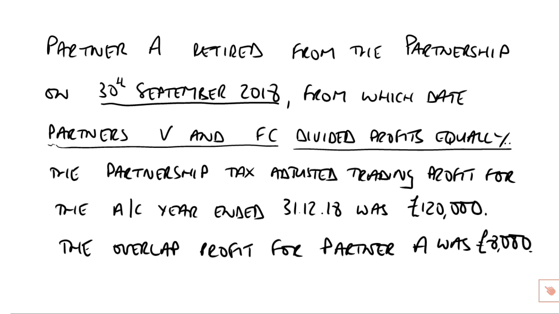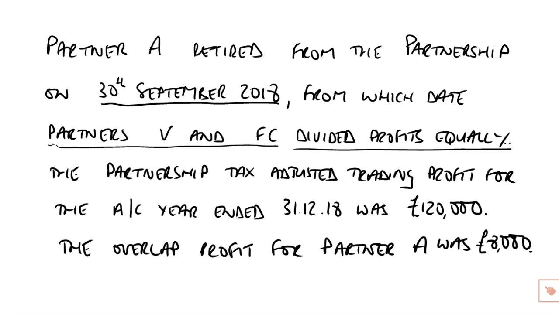You've already seen a number of times with the examples we've done how, when you divide out an accounting period into however many months before the change and however many months after the change, any salaries and any interest on capital would need to be time apportioned. You know how to do it. There's no need to bother with that here. So we're just dividing profits equally.